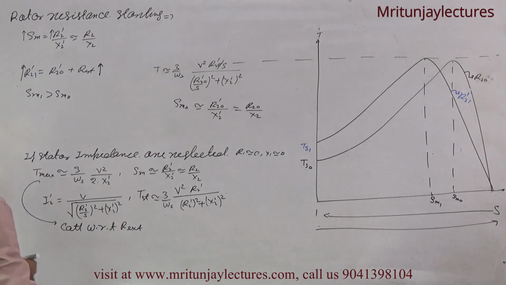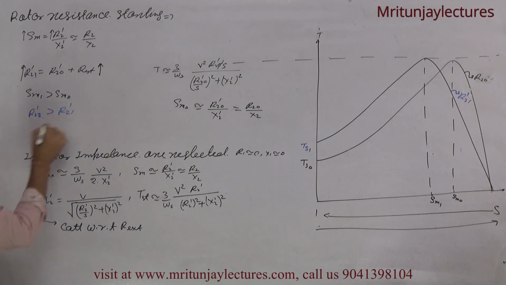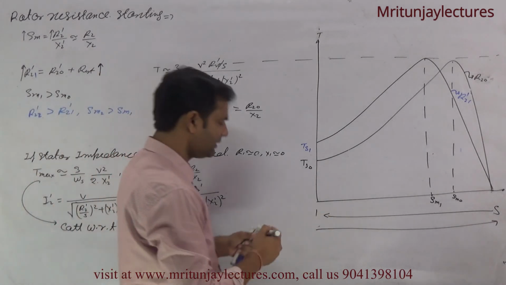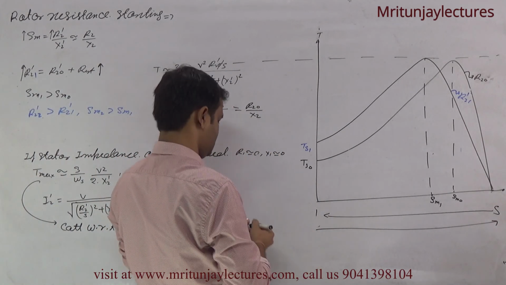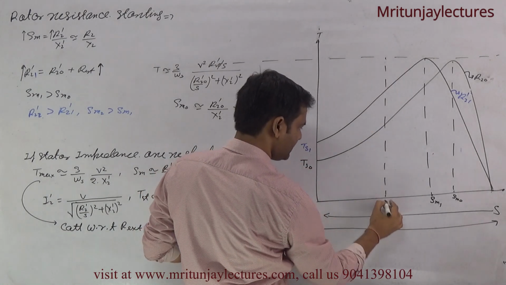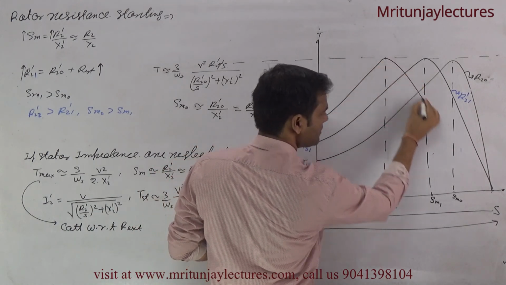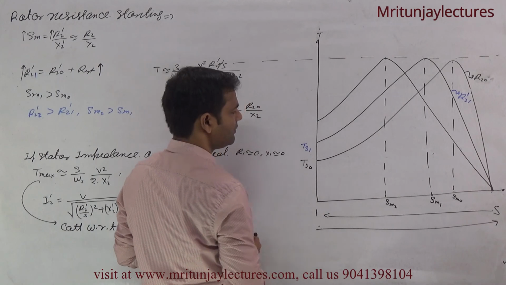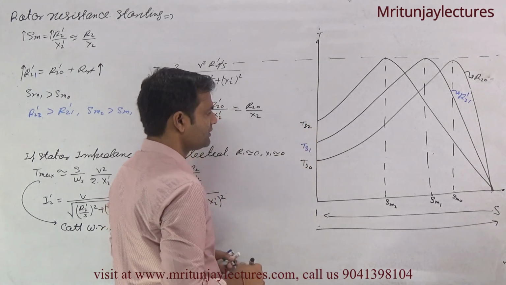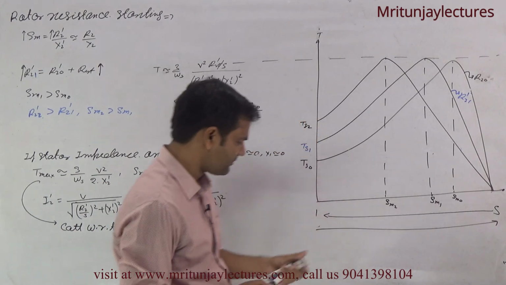Now again, R22 dash is greater than R21 dash, then SM2 is greater than SM1, as external resistance is added again. If you plot the graph like this, that is SM2, and TS is the starting torque like this. So we have SM0, SM1, SM2.